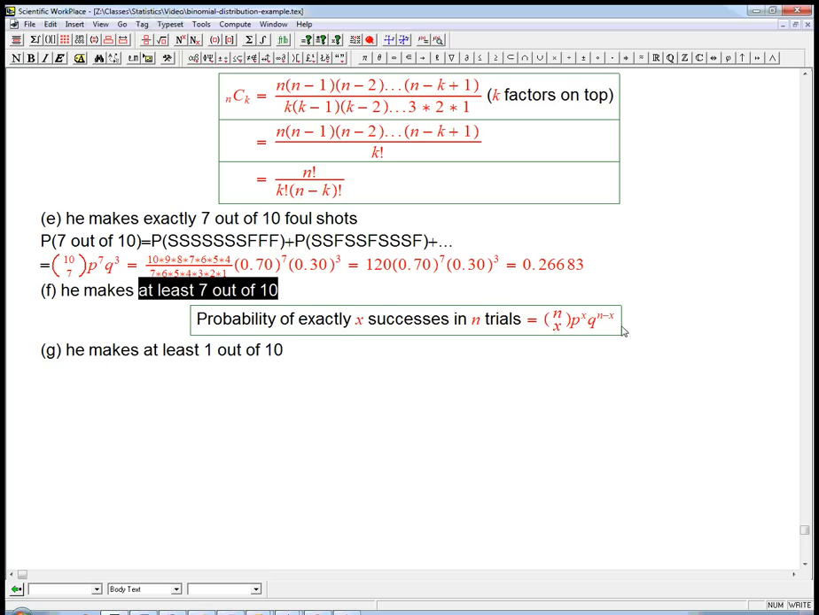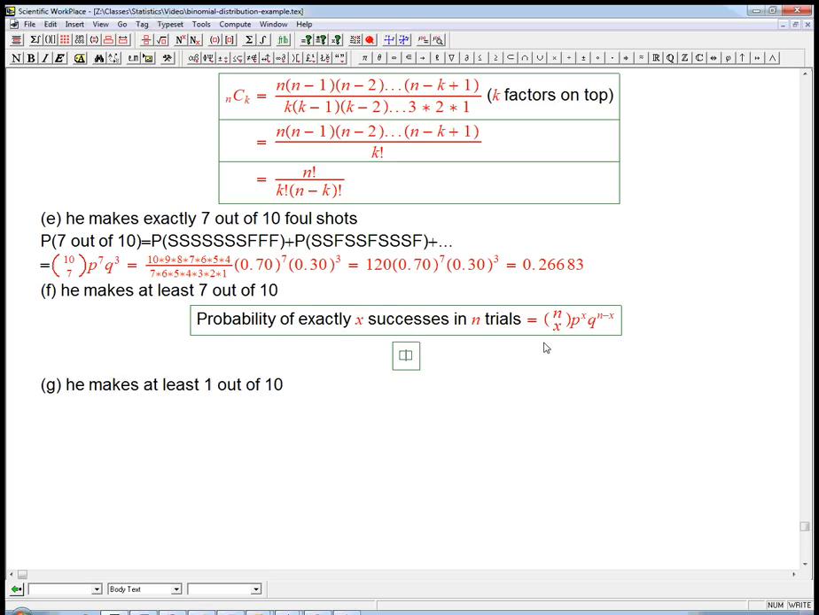What about at least 7 out of 10? Well, that's a little different question. That's the probability of 7 out of 10, plus the probability of 8, plus the probability of 9, plus the probability of 10. Here we're using the disjoint summation rule. If he makes exactly 7 successes, that's definitely mutually exclusive with making exactly 8 or exactly 9 or exactly 10. These are all the ways you can make at least 7 out of 10.